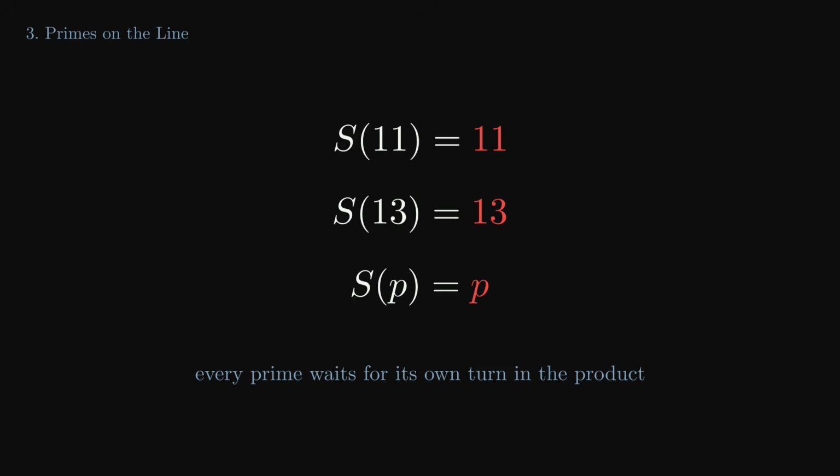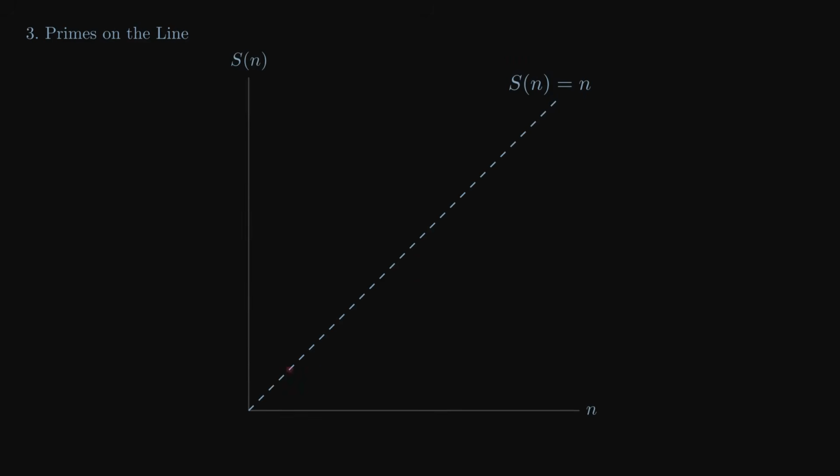If you picture the answers on a graph, with the input running along the bottom and the answer going up, this says something striking. Every prime sits exactly on the diagonal line where the answer equals the input. The primes all land on that perfect 45-degree line. That single fact is going to become a way of seeing the primes, and we will draw the full picture soon. Primes are settled. The next building block is a prime multiplied by itself.